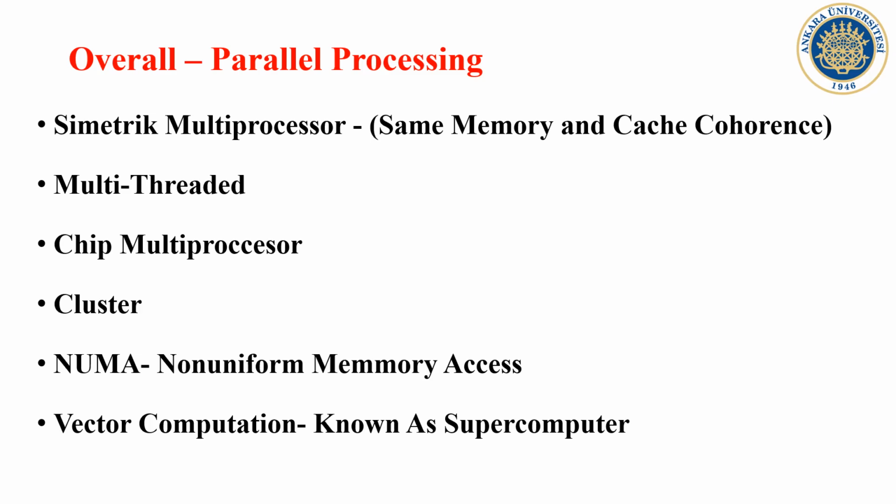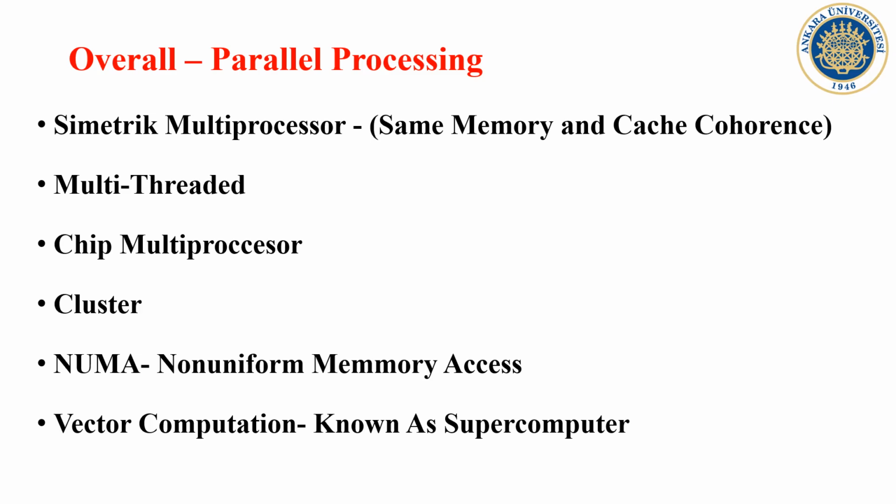We are going to talk about parallel processing and some of the main types of architecture used in this field. Let's go through them one by one. First, we have symmetric multiprocessor, or SMP. These systems have multiple processors that share the same memory. They also keep their cache coherence, which basically means the processors can work together smoothly without messing up data.